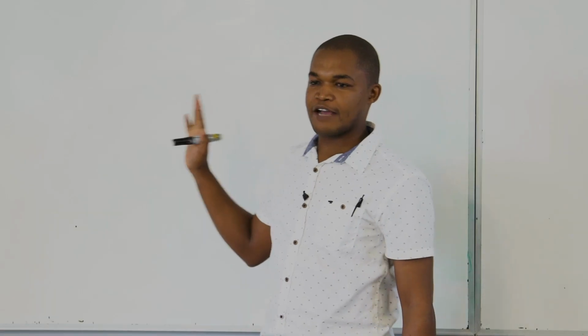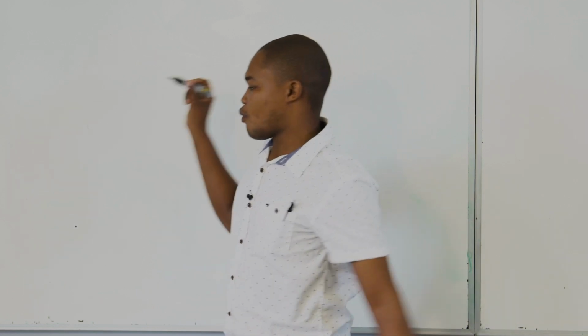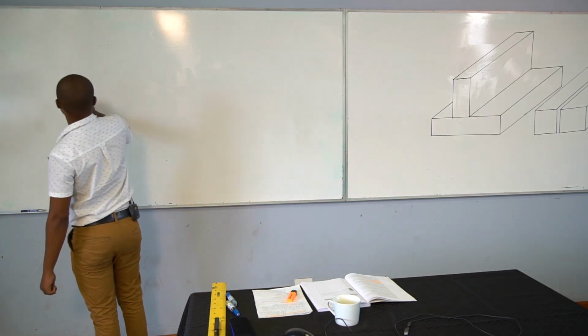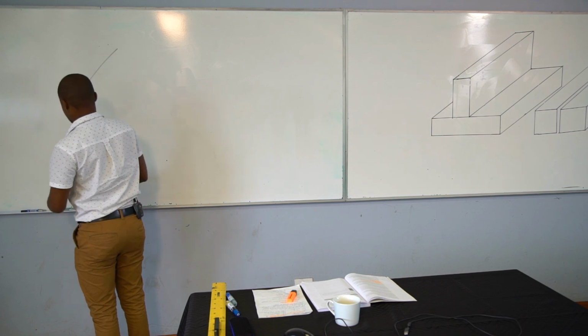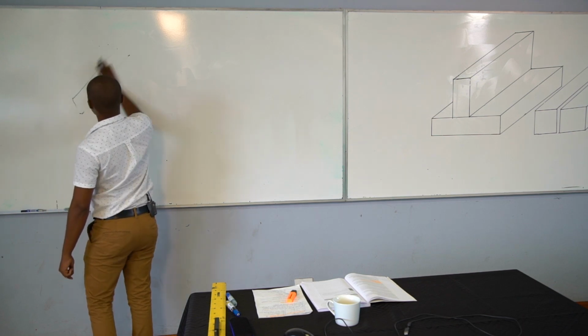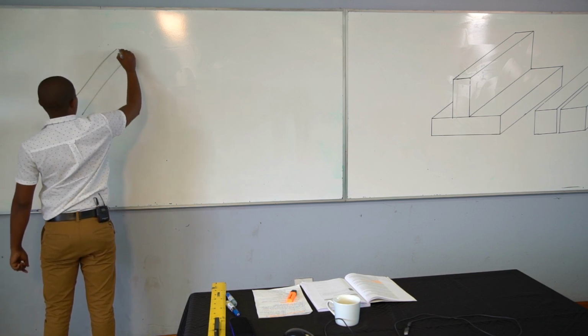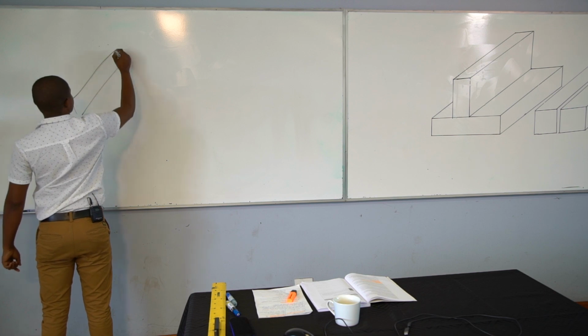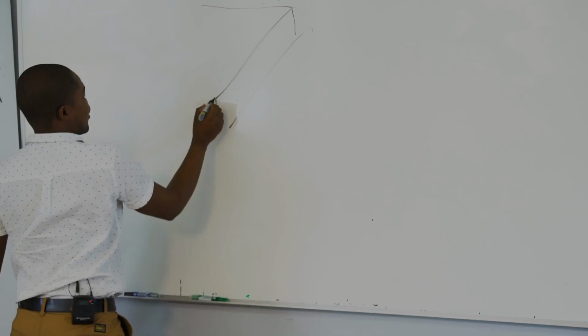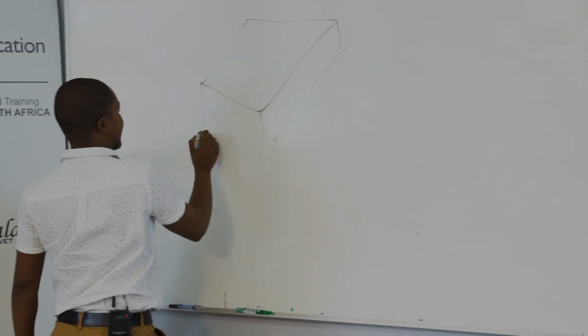I'm going to do a rough sketch here on the board to show you how this distortion that we're talking about happens. Let me put just a plain plate. This is your workpiece. So when you are welding on this workpiece, what's going to happen?